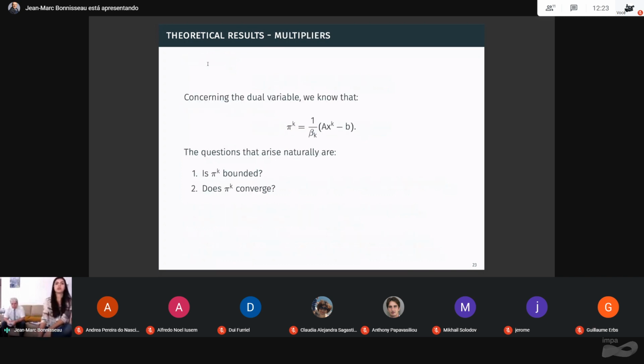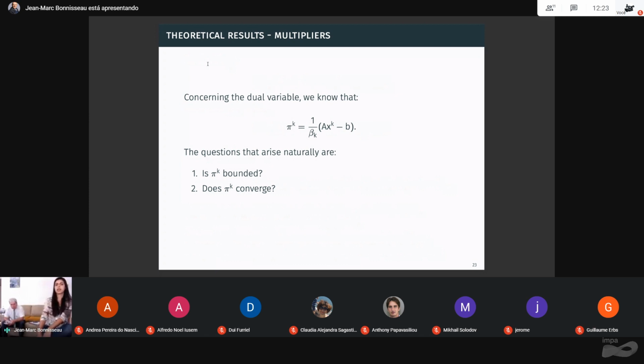So concerning the dual variable, we know that pi k is equal to (A x_k minus b) over beta k. This formula comes from the KKT theorem. We have just proved that A x_k minus b is going to 0, since x_k is going to a feasible set of the original problem. Beta k is also going to 0.